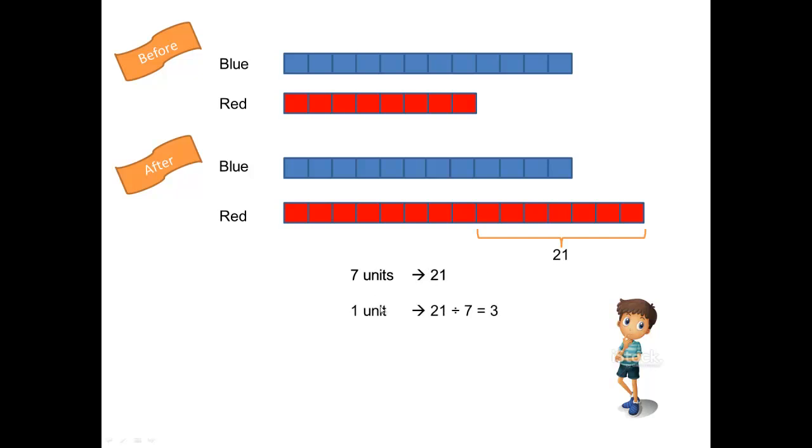So 1 unit will have represented 21 divided by 7 to give us 3. We are interested in the number of blue buttons initially. That will be 1, 2, 3, 4, 5, 6, 7, 8, 9, 10, 11, and 12. So 12 units will be 3 times 12 to give us 36. And there we have it. We have our answer, which is there are 36 blue buttons at first.